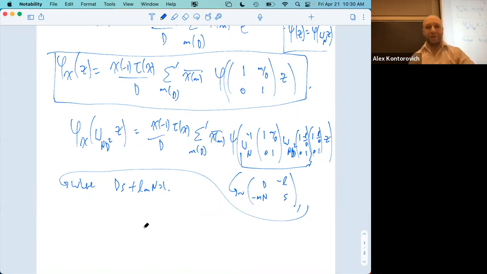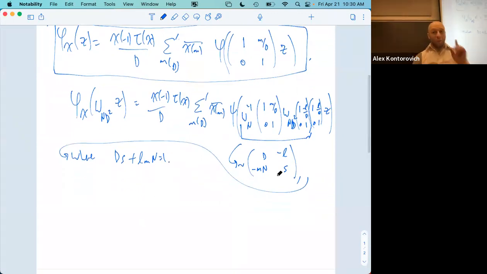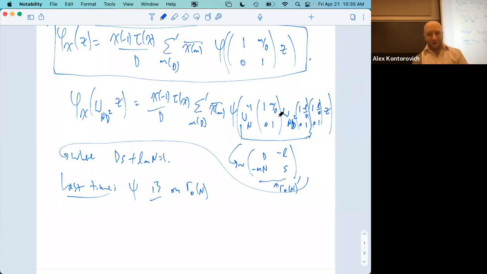I'm just reminding you what we did last time. What we said last time, we know that psi is on gamma naught n itself, and this matrix is then in gamma naught n, which means I can cross it out.